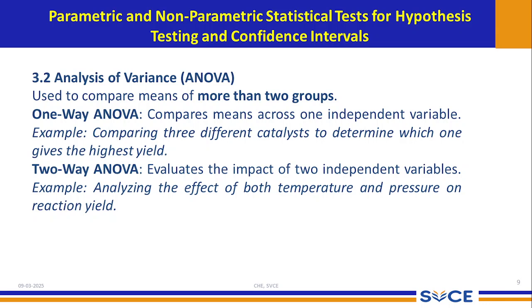The two-way ANOVA example is analyzing the effect of both temperature and pressure on the reaction yield. So, we have the impact of two independent variables on reaction yield. The independent variables are both temperature and pressure.